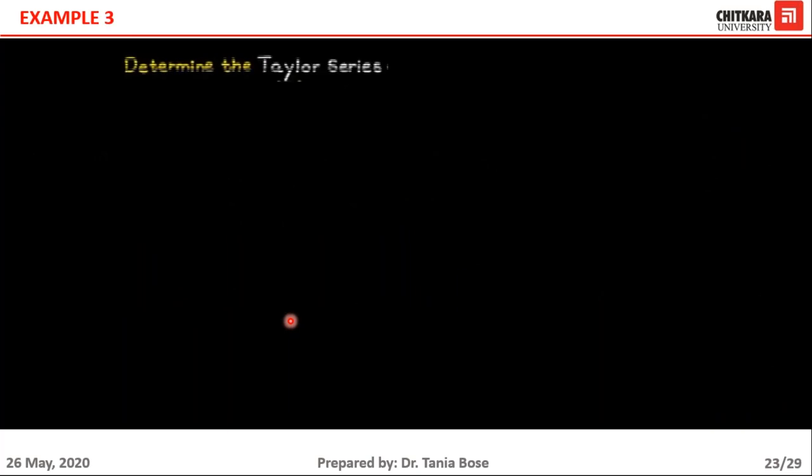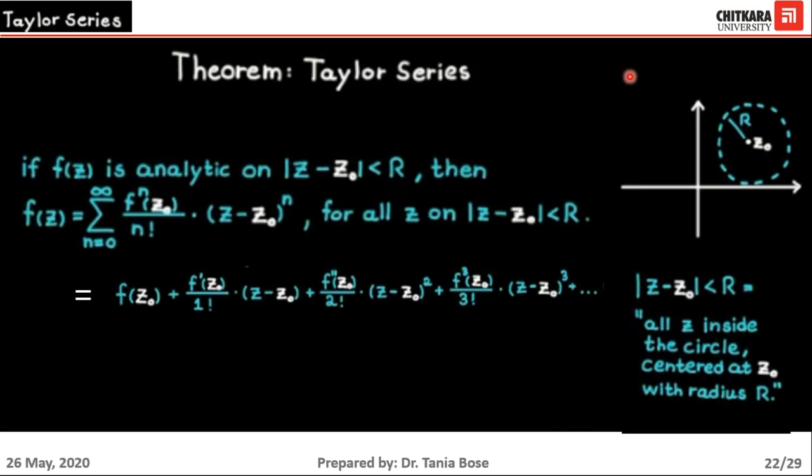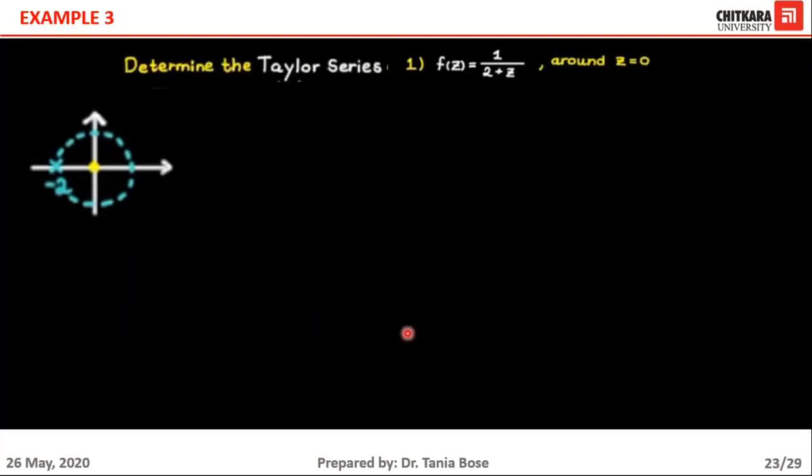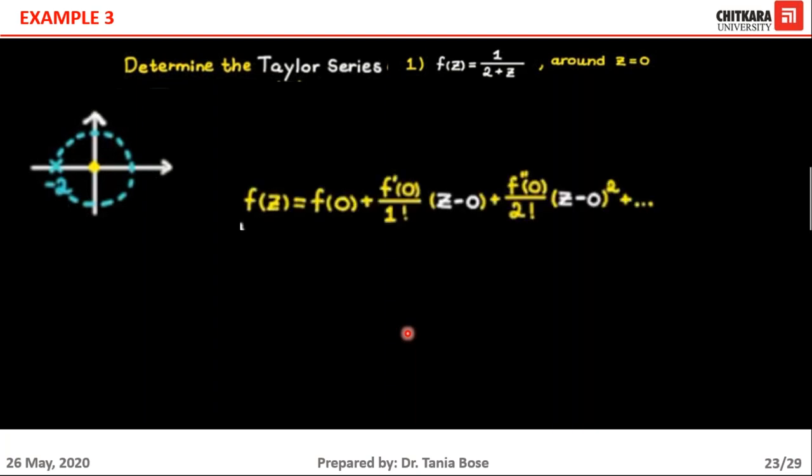Now, let us see how to work it out in the examples, in the questions. The first question says, determine the Taylor series of f of z equal to 1 upon 2 plus z around z equal to 0. Now, what is the meaning of around z equal to 0? That means you have to write the Taylor series centered at z equal to 0. If I go back to the previous slide, if it is centered at 0, that means the z naught point should be equal to 0, right?